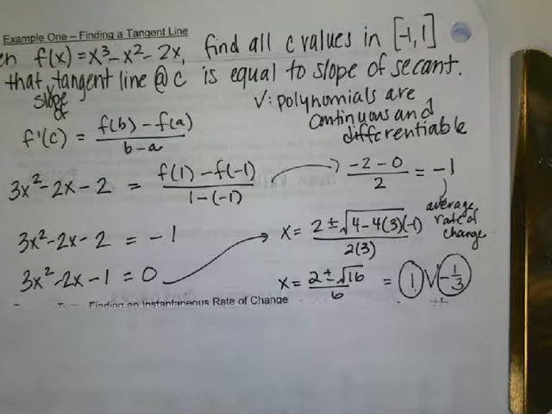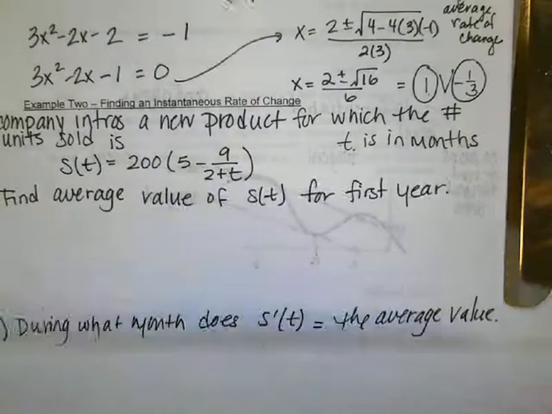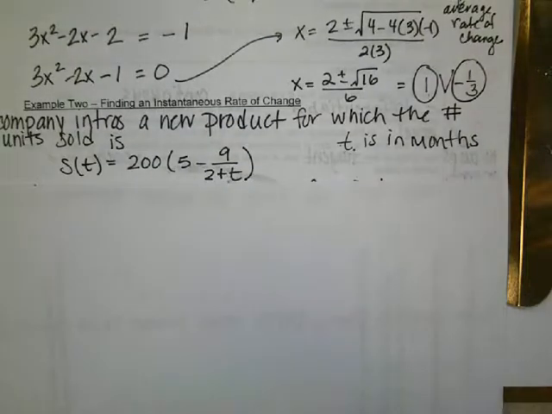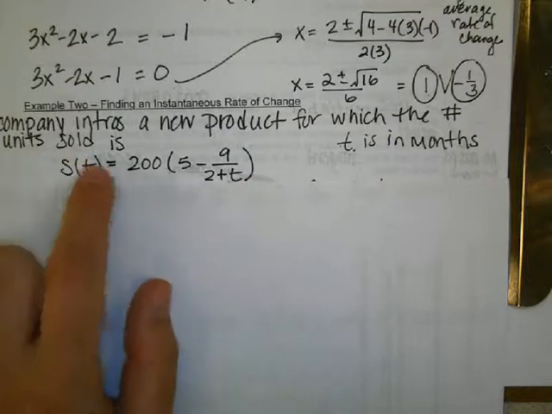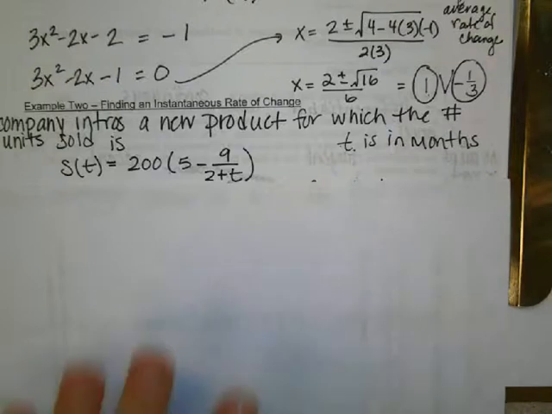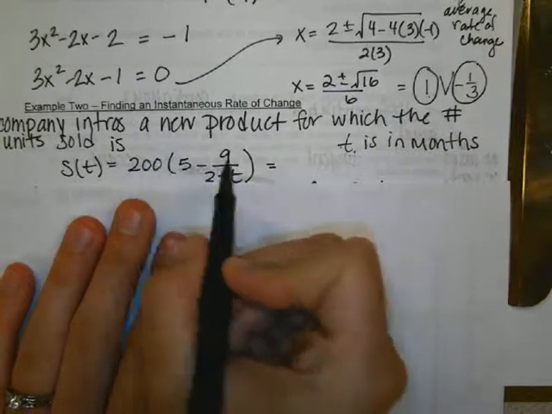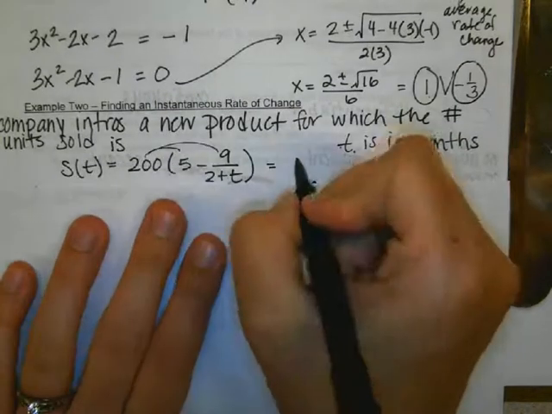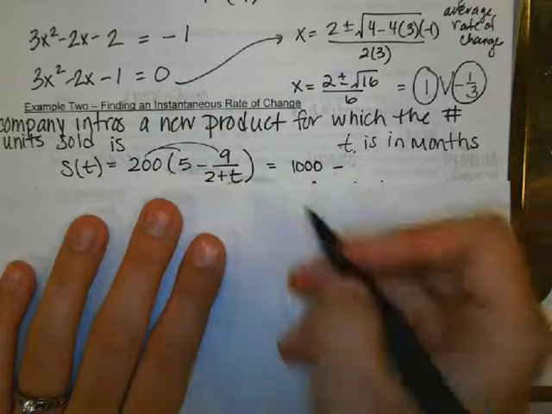Okay, so another problem that's a little bit different because it's going to be a story problem, but gets to the same concept. So a company introduces a new product for which the number of units sold is this expression. So number of units sold is equal to all this stuff where T is in months. And actually, for the sake of this problem, because I would hope you would do this anyway, I'm going to simplify this function for us. So I'm going to distribute the 200 through. So you get 1,000, and then 200 times 9 is 1,800.